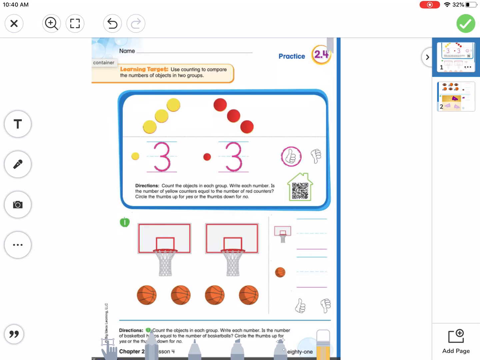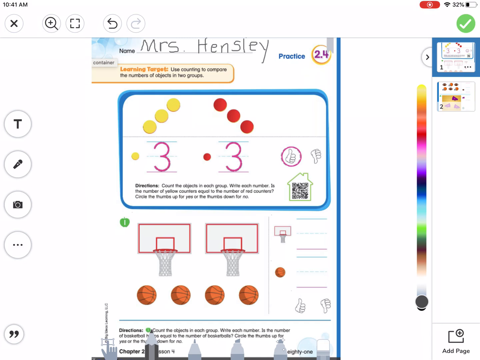Okay, so let's begin. I am going to get my pencil tool, so you will need your pencil for your math page, pages 81 and 82 from your manila envelope. I am going to write my name up here. You will need to write your name on your math paper with your pencil, please. Okay, now we are going to begin.